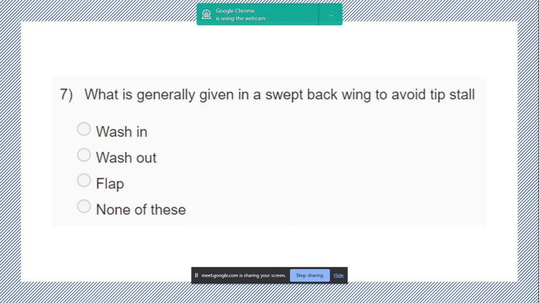What is generally given in a swept back wing to avoid tip stall? Wash in, wash out, flap, or none of these? It cannot be a flap because flaps are just high lift devices. It is not there to serve any other purpose. Washout, yes. Again, can you try to explain what is a washout?